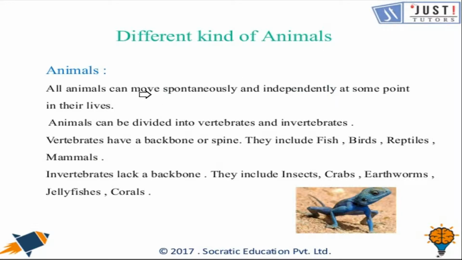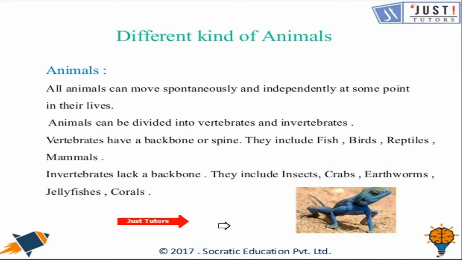All the animals can move spontaneously and independently at some point in their lives. All the members of the animal kingdom can be divided into two groups: vertebrates and invertebrates. Vertebrates have a unique backbone with the spinal cord, for example fish, birds, and mammals like human beings. Invertebrates are simply the animals without a backbone.